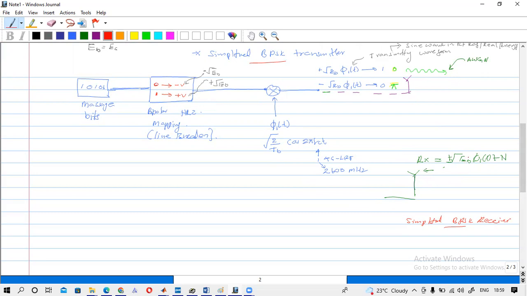We will be receiving this kind of signal: root EB, plus or minus root EB phi 1(t), plus N. So plus root EB for 1, minus root EB for 0, as you already know. In this stage we have another product modulator, or we can call this a demodulator, and we have a basis function again here.